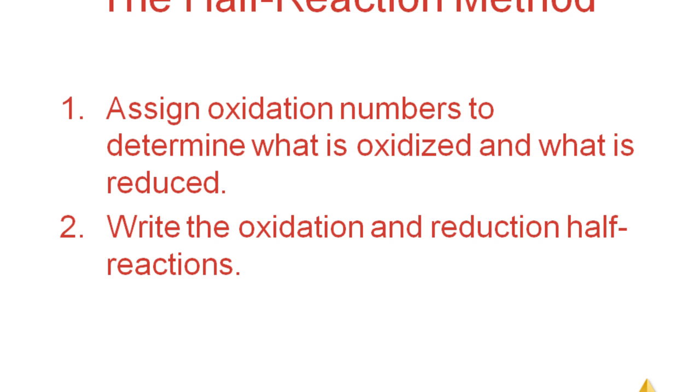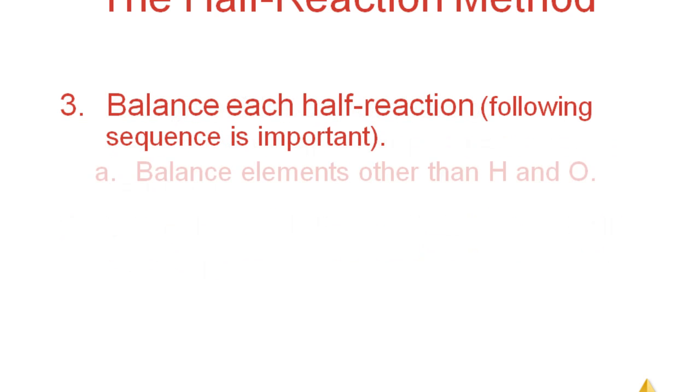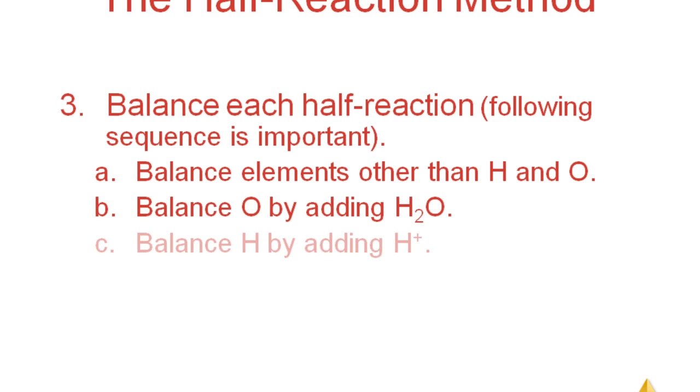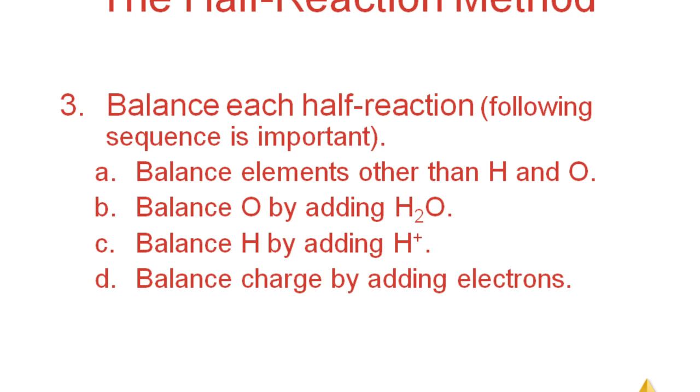Then what do you do? This step is the most important step, most of the work is right in here. Balance each half reaction, but the following sequence is important. It is important that you balance it in these 4 steps following the sequence. How do you start? First you start with balancing elements other than hydrogen and oxygen. Then you balance oxygen. How do you balance oxygen? Whatever oxygens are missing, you add water. Water is the oxygen provider.